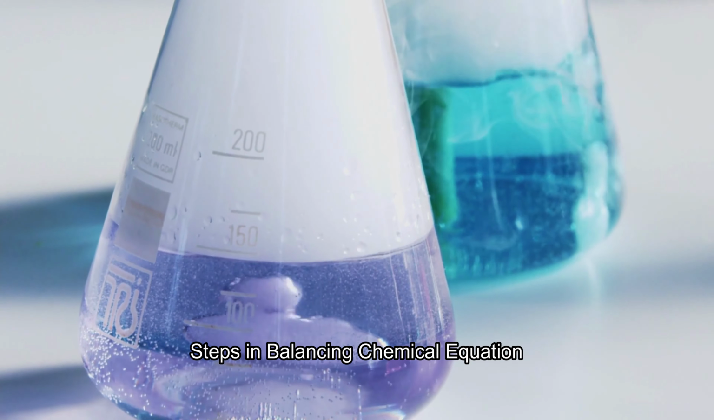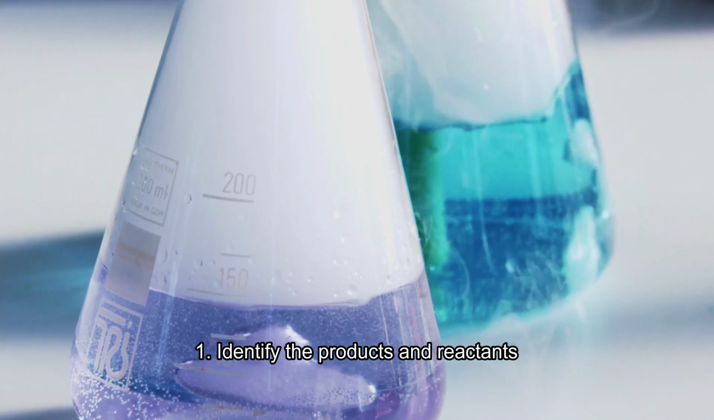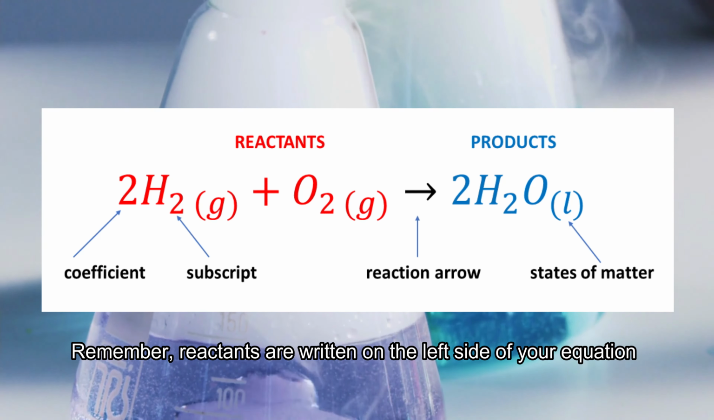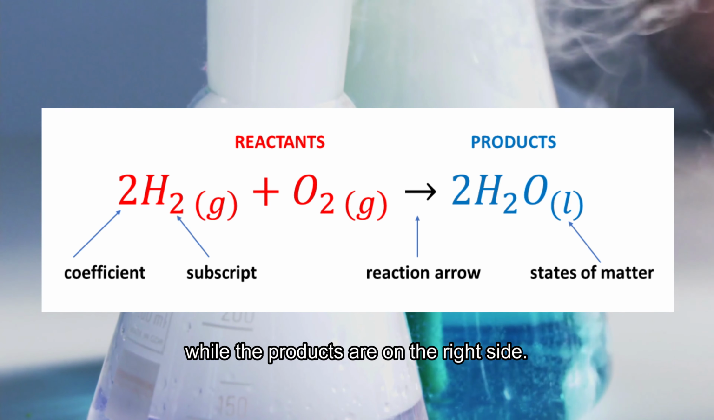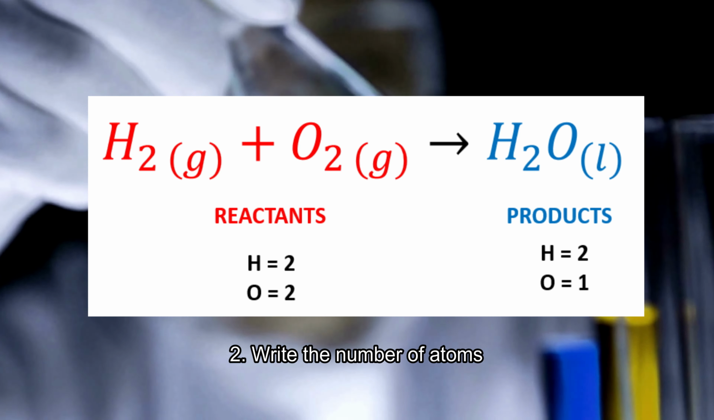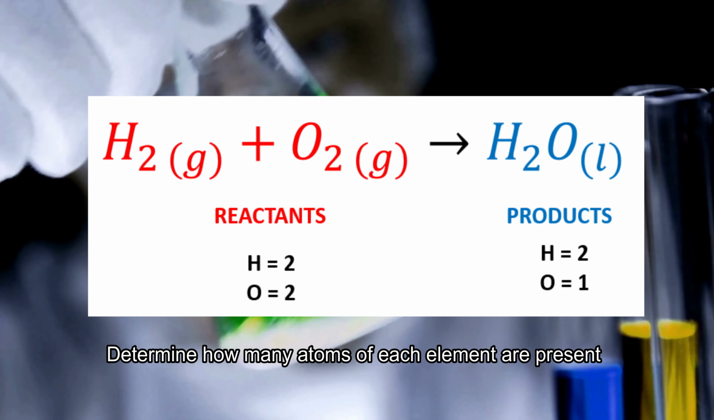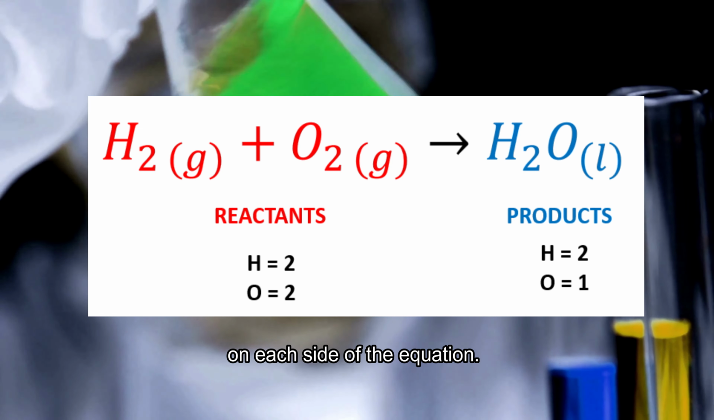Steps in balancing chemical equation. Step 1. Identify the products and reactants. Remember, reactants are written on the left side of your equation while the products are on the right side. Step 2. Write the number of atoms. Determine how many atoms of each element are present on each side of the equation.